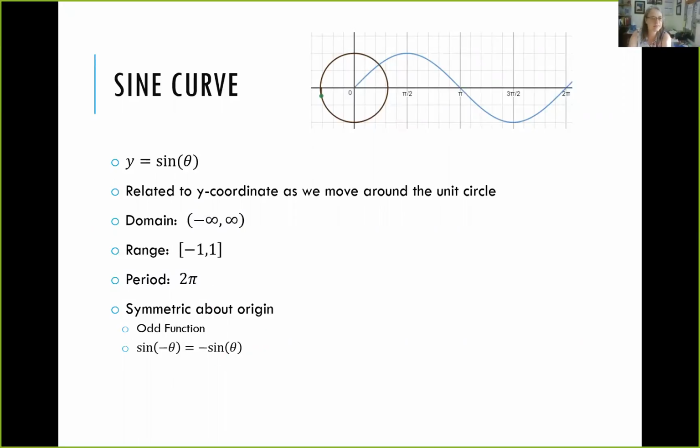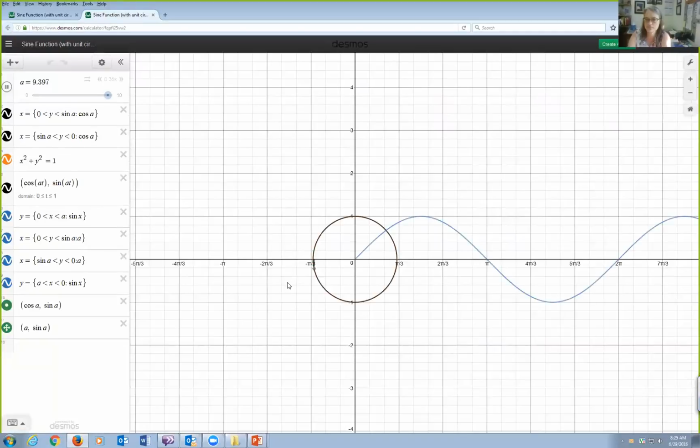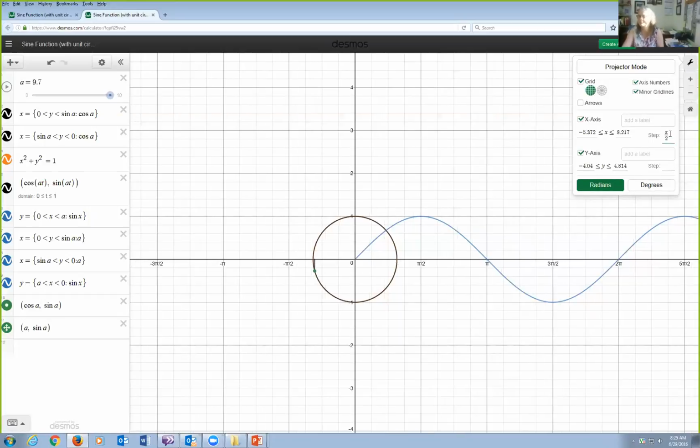Now the period, let's go back out here to Desmos. So the period of a sinusoidal function is the distance from peak to peak. And it might be kind of hard to see here. Let me see if I can change that. That's better.